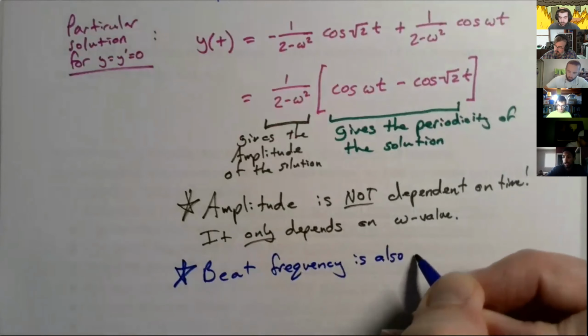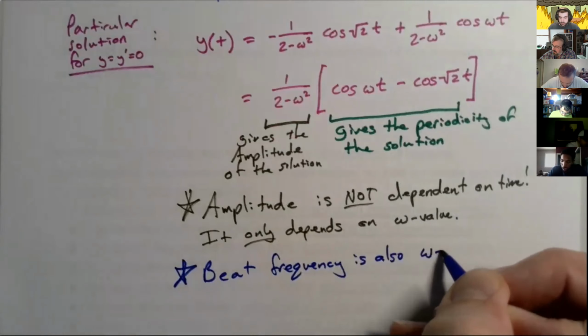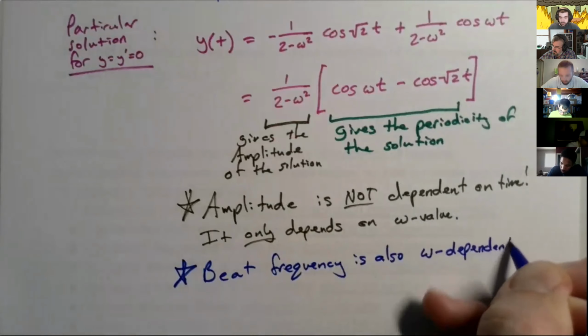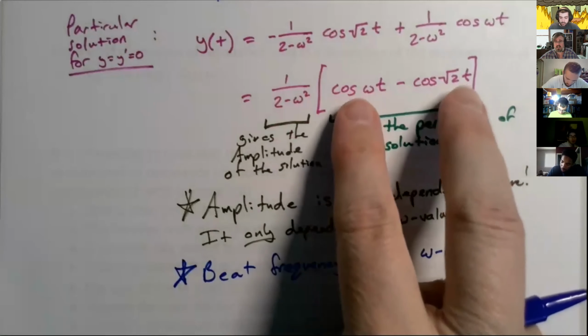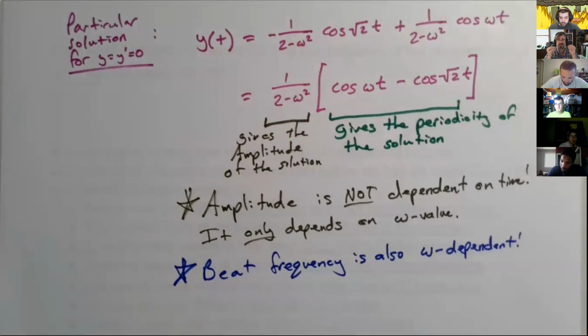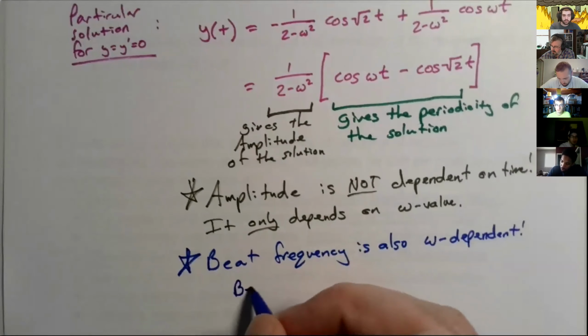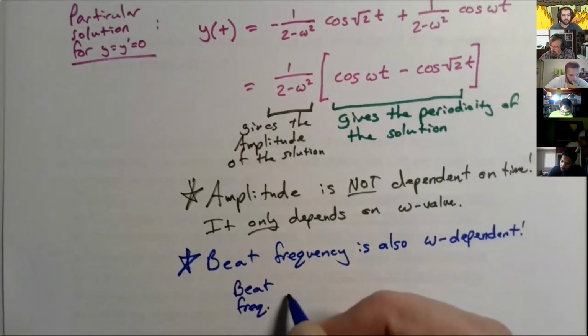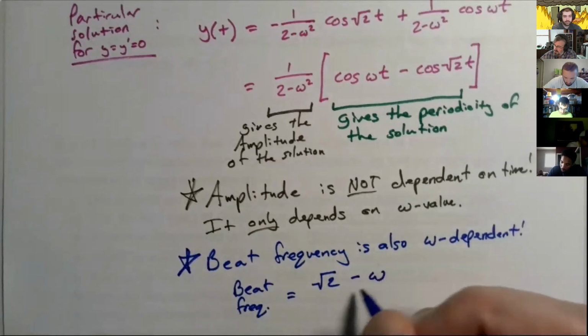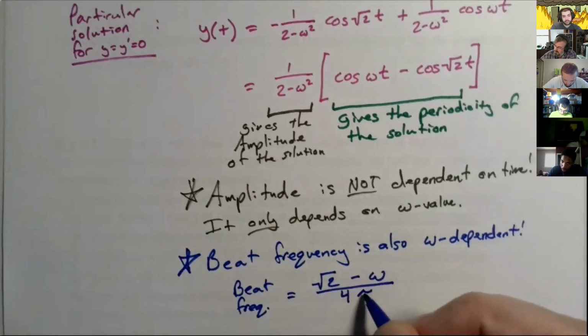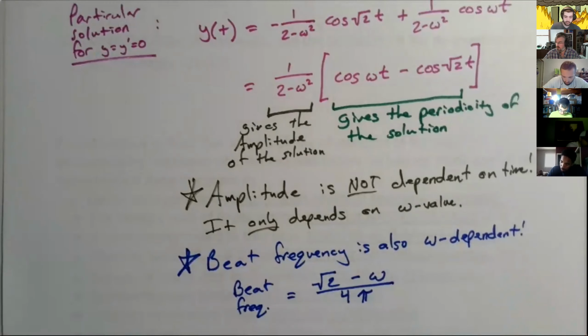It is also omega dependent. And I'm not going to go into the weeds on the trig, looking for identities, but there's a way to combine two trig functions that have different arguments. And when you do, you wind up finding out that the beat frequency is equal to the square root of 2 minus omega, all over 4 pi. And so you can see where the square root of 2 is coming from.